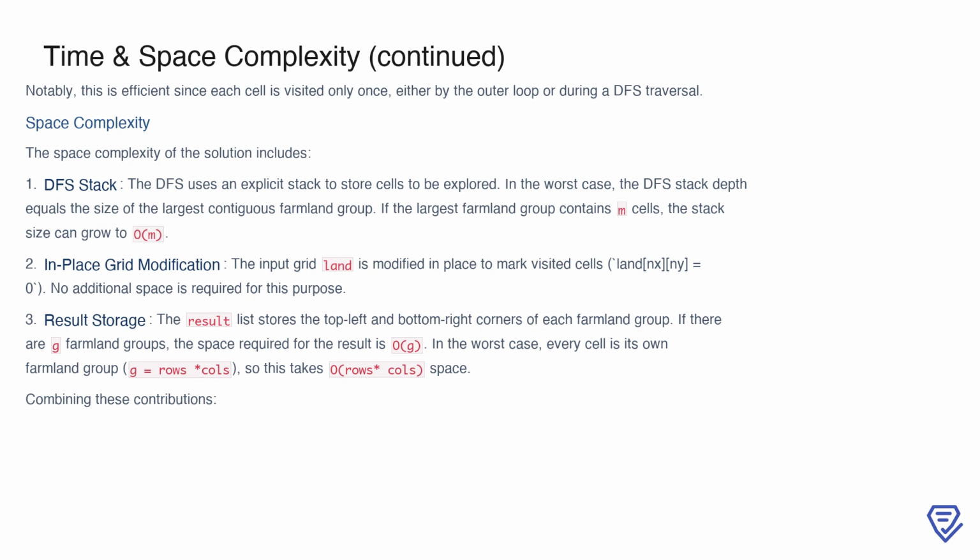Now let's analyze the space complexity. The space usage can be broken into 3 parts. First, the DFS stack, which stores cells to be explored. In the worst case, the depth of this stack equals the size of the largest contiguous farmland group, which can grow to M, where M is the size of that group. Second, the grid is modified in place to mark cells as visited, so no additional space is required here. Third, the result list stores the coordinates of each farmland group. If there are G groups, the space required is O(G). In the worst case, where every cell is its own group, this would also be rows*cols.